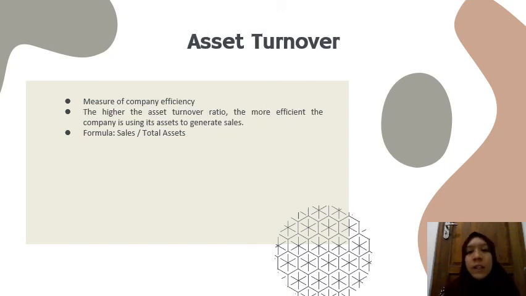Next is asset turnover. Asset turnover is a measure of company efficiency. The higher the asset turnover ratio, the more efficient the company is using its asset to generate sales. The formula of asset turnover is sales divided by total assets.